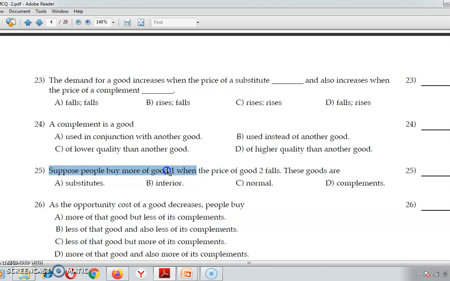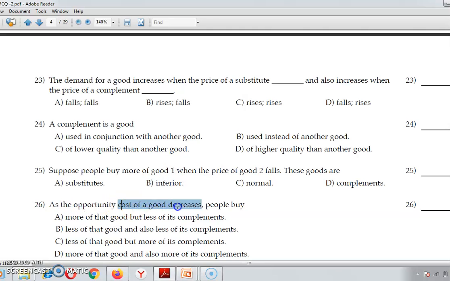Suppose people buy more of good one when the price of good two falls. These goods are substitutes, inferior, normal or complements. हैन भनेपछि कस्तो गुड हुन्छ? कम्प्लिमेन्ट हुन्छ, किनभने मान्छेले गुड one चाहिँ बढी प्रयोग गर्छ, price of good two falls भन्दा यसको कम्प्लिमेन्ट गुडले त मान्छेले प्रयोग गर्यो नि त. 26 नम्बर हेरौँ हामी.